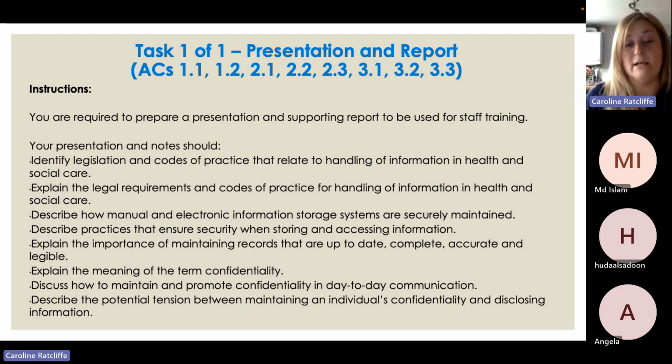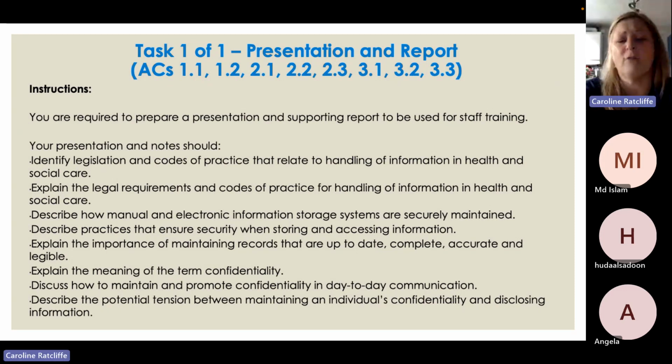You then need to explain the meaning of the term confidentiality and how it relates to health and social care. You then have to discuss how to maintain and promote confidentiality in day-to-day communication. So it might be that you talk about how you talk to a patient, or how you refer a patient to a different department, how you do it confidentially, or how you make sure that the communication is kept to the minimum, but equally that you haven't kept it so minimum that you've missed really important information. You need to make sure that all the information is there.